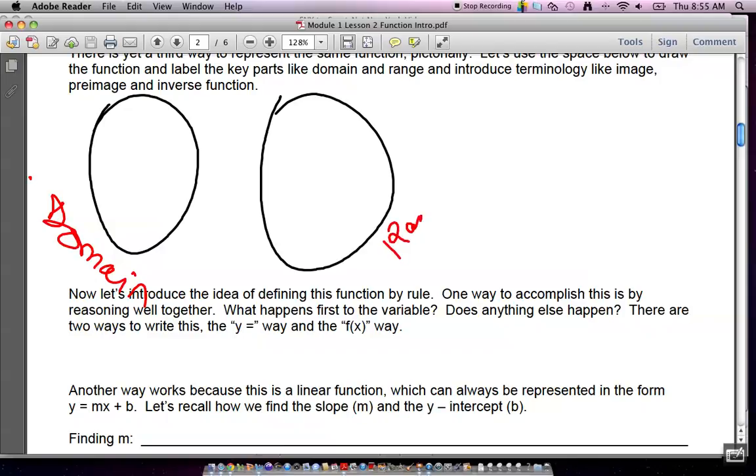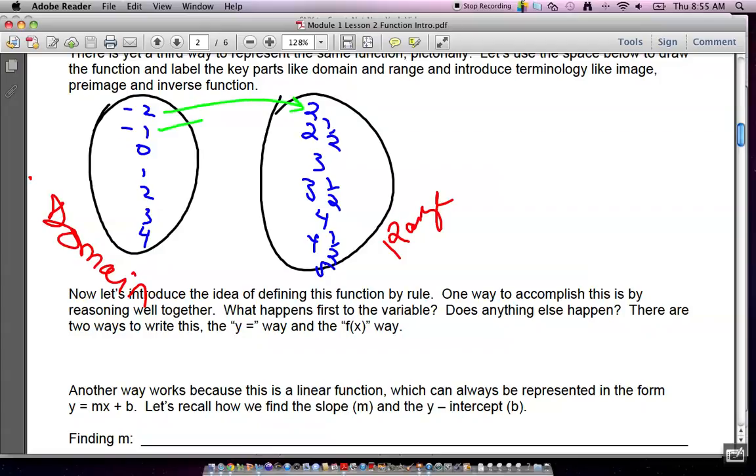Very good. All right. So now, the next thing we need to do is write down the elements. Notice that word elements. It means the guys in the domain. So I think we went from -2 to 4. So -2, -1, 0, 2, 3, 4. Now, what were the range elements that matched up with that? 2, 2.5, 3, 3.5, 4, 4.5, 5. And then we draw it this way. And there we go.